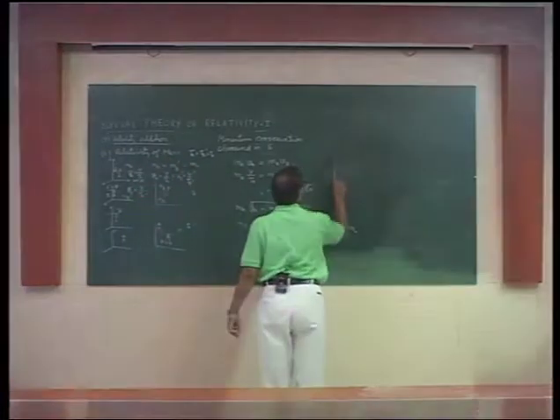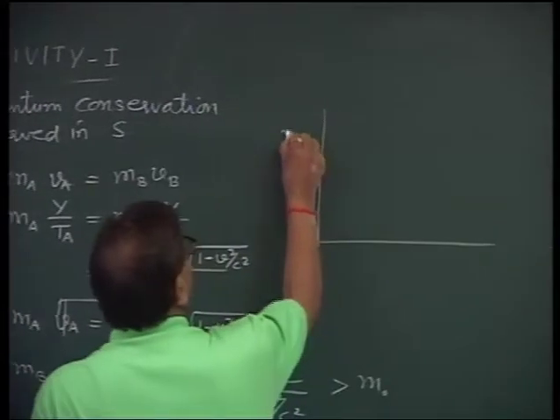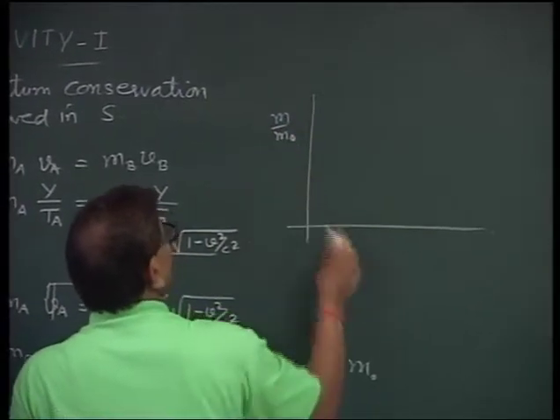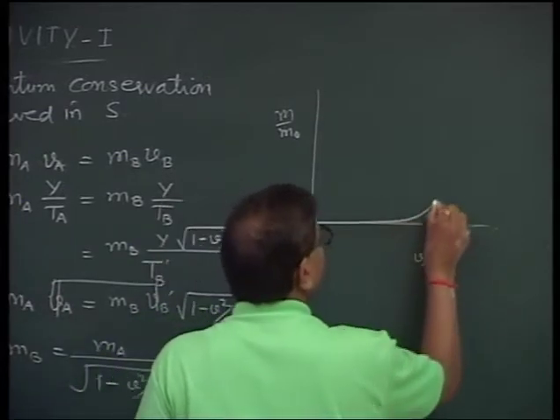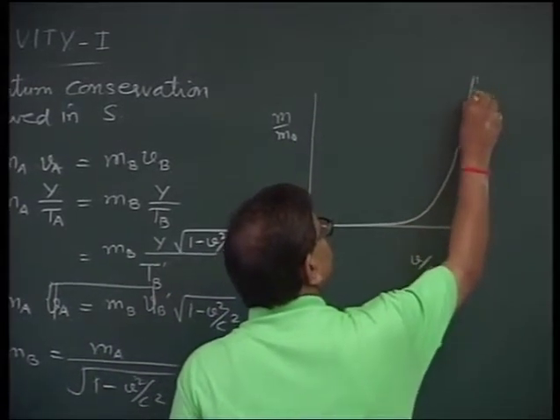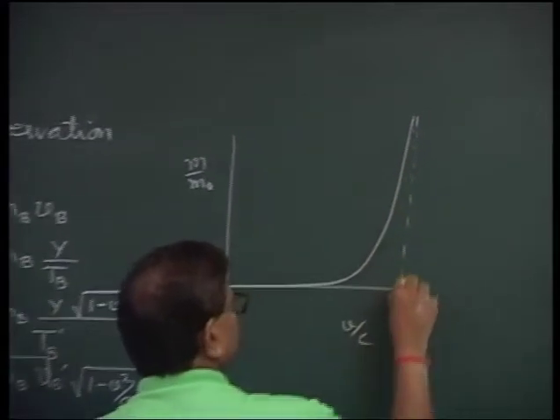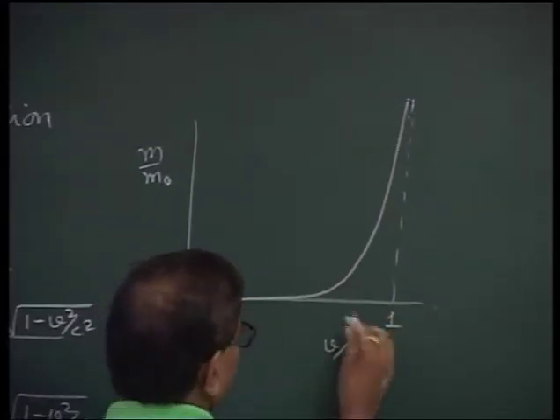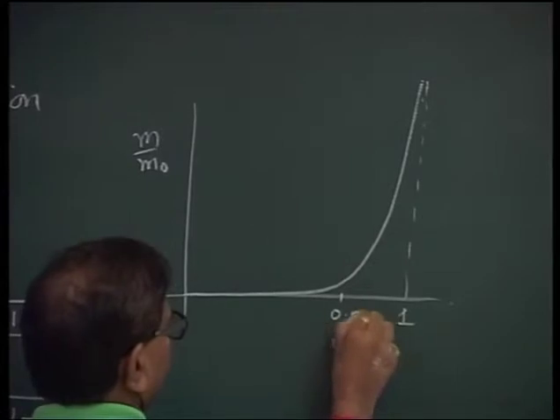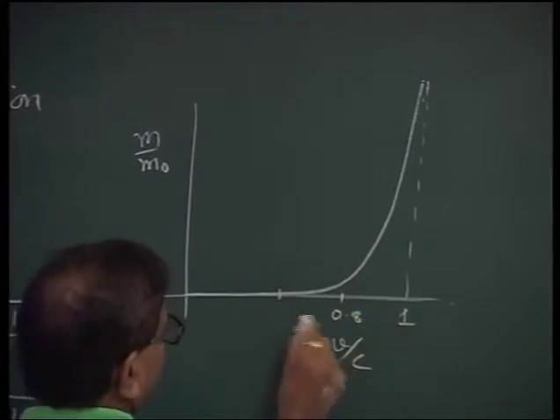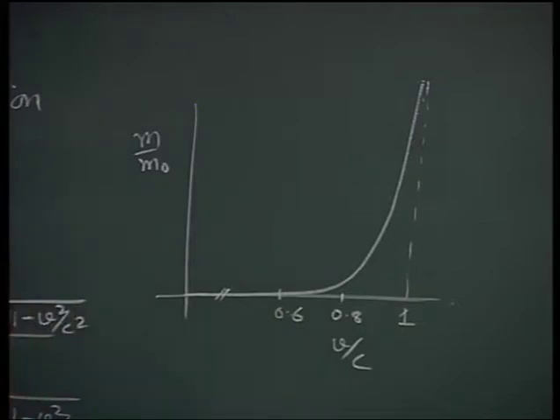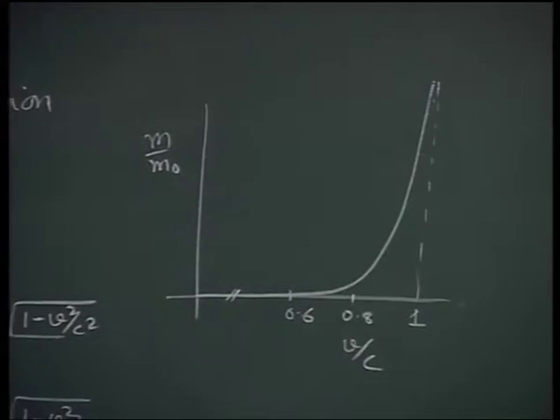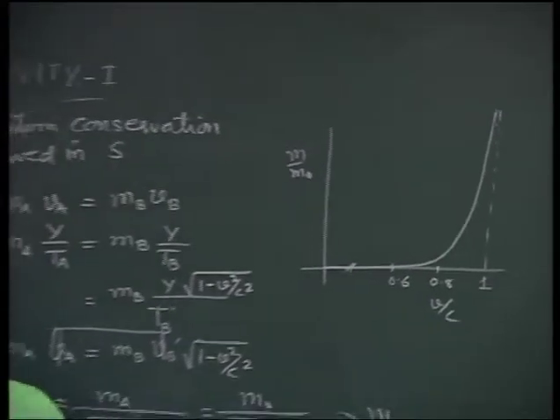If we want, we can draw a graph m upon m0 versus v by c. This almost remains constant and suddenly increases to infinite at v equal to c. This is 0.8. This is 0.6 and so on so forth. So mass increases quite fast as velocity approaches v equal to c.